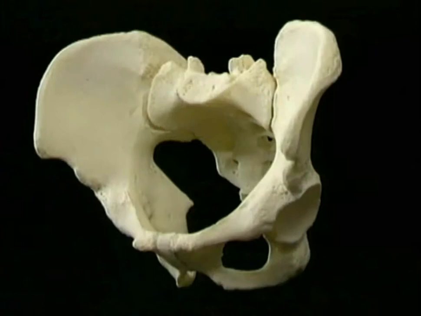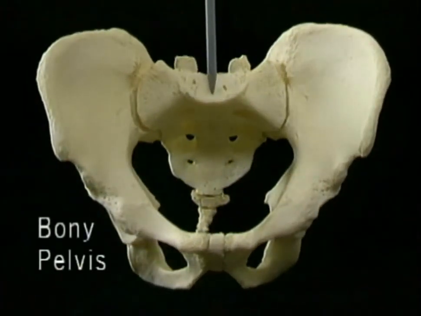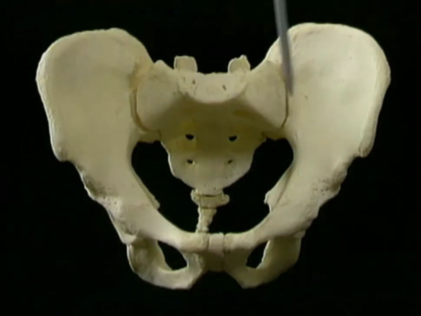Next, we'll take a further look at the bones of the pelvis. For a start, we need to understand something about the word pelvis. The pelvis is commonly used as the short name for two different things, the bony pelvis and the pelvic cavity. This is the bony pelvis, consisting of the sacrum and the two hip bones.